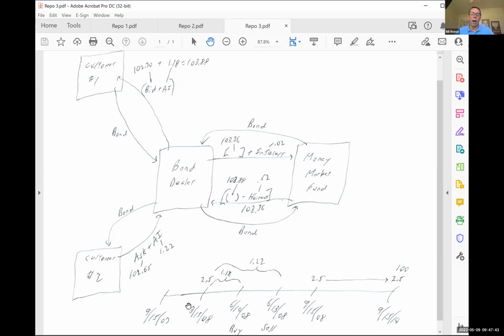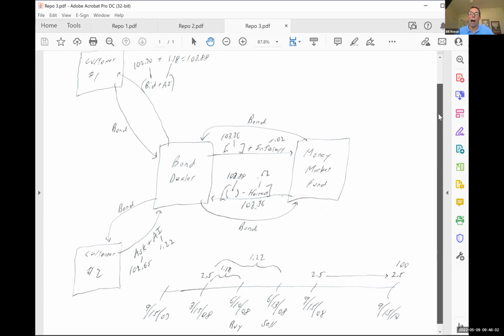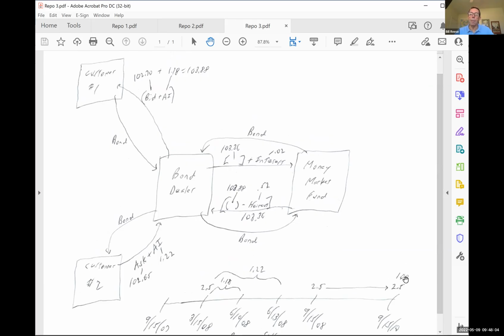So on June 10th is when the bond dealer is going to be buying the bond. Now, this particular bond makes its coupon payments on March 15th, and then again on September 15th. The coupon payments are going to be 2.5. So we're basing everything upon a face value of 100. So 2.5 is going to be the coupon payment on March 15th, and 2.5 is going to be the coupon payment on September 15th.